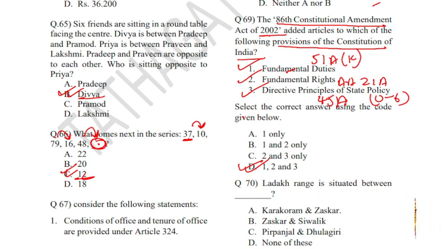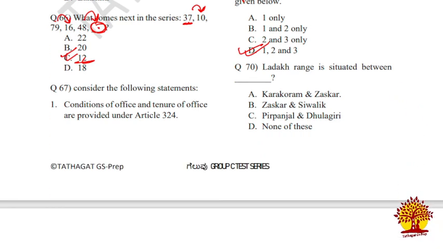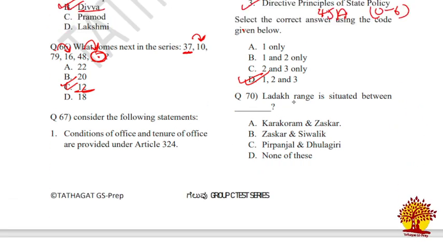Next, 70th question. Ladakh range is situated in between. Option A, Karakoram range and Jaskar range.